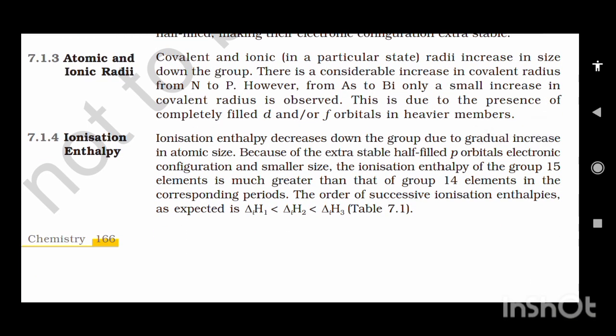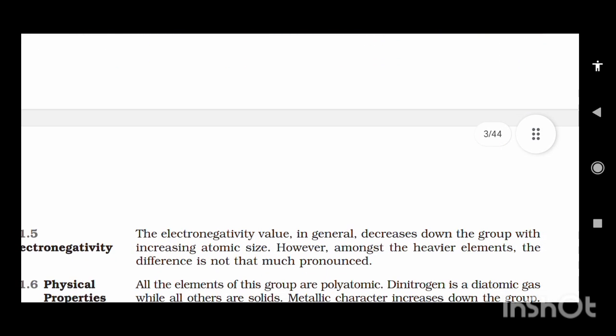Ionization enthalpy. Ionization enthalpy decreases down the group due to the gradual increase in the atomic size. Because of the extra stable half-filled p orbitals electronic configuration and smaller size, the ionization enthalpy of the group 15 elements is much greater than that of group 14 elements in the corresponding periods. The order of the successive ionization enthalpies is that the ionization enthalpy of the first is less than the second and the third. It means the ionization enthalpy of the third is greater than the second and then the first.